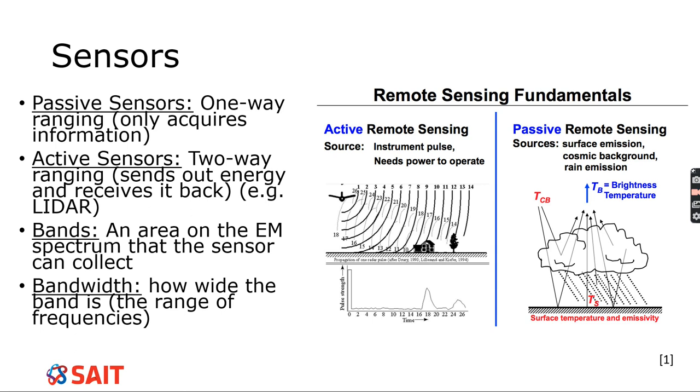A term that I've already brought up a few times, just to reiterate here: a band is an area on the electromagnetic spectrum that the sensor can collect. The bandwidth is how wide the band is, or the range of frequencies. Those are two terms that you are going to see over and over again. We've talked about them lots, and there they are.